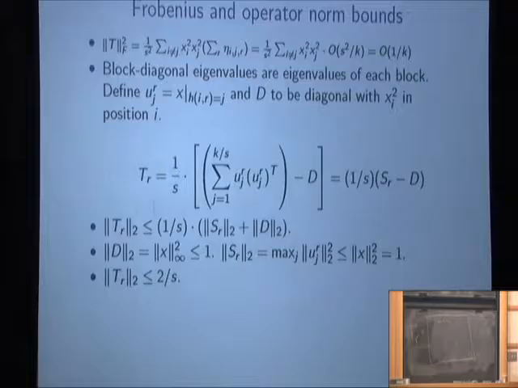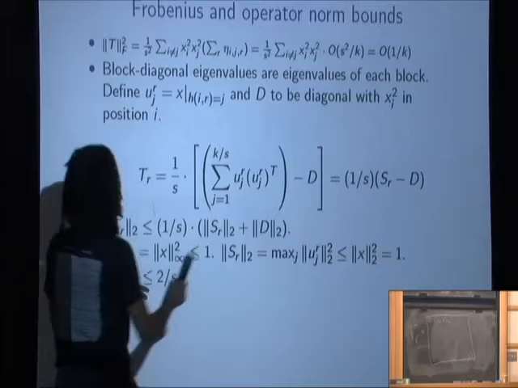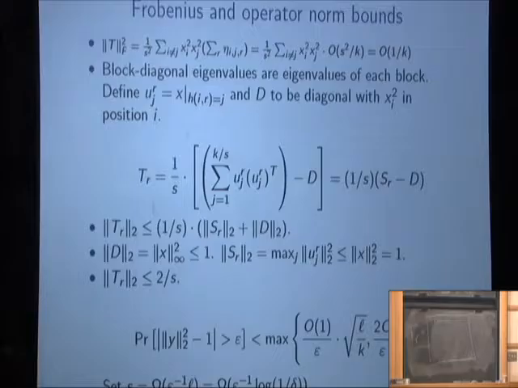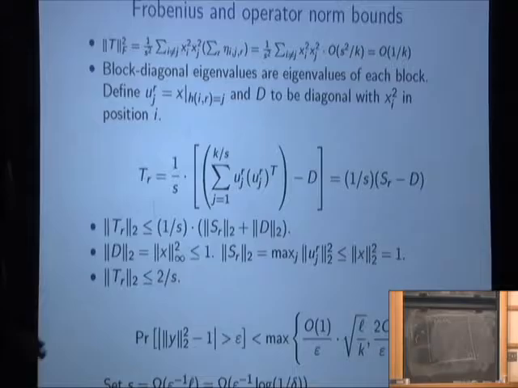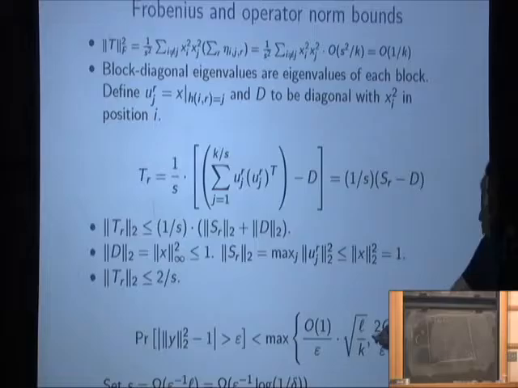OK, so I have my Frobenius norm bound. I have an operator norm bound. And then I just, again, do Hanson-Wright, and it gives it. So I'll set L to be log 1 over delta. S should be at least L over epsilon to make this at most a half. K should, again, be 1 over epsilon squared times L to make this at most a half. And I have a half to the L is delta.